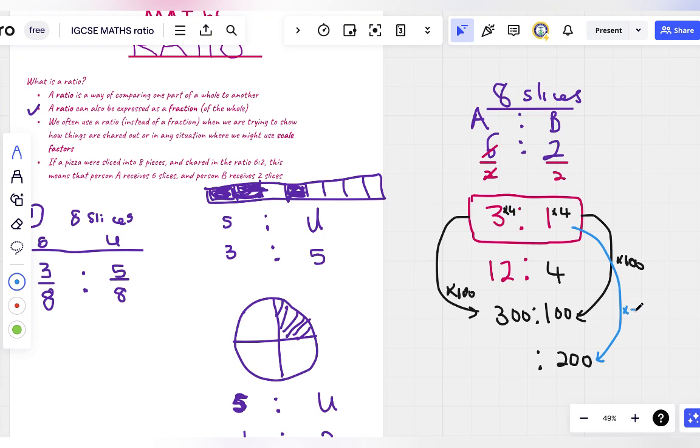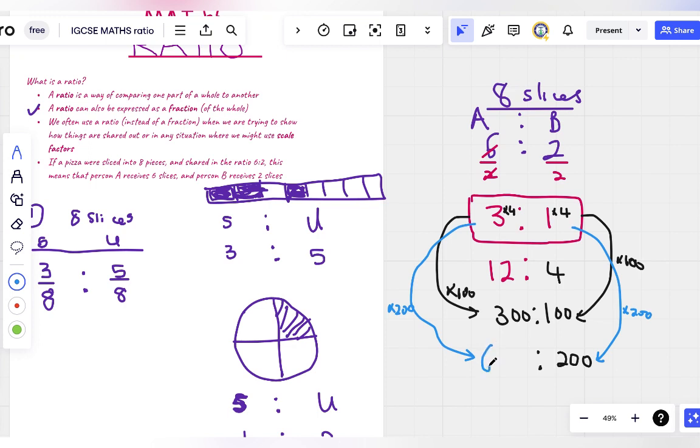So we multiply the simplest form of the ratio with 200. 1 times 200 is 200. That's why here is 200. Similarly, you do the same here. You come and multiply 3 with 200 and you get the number of slices person A will get. If you multiply here by 200, you will get 600, because 3 times 200 is 600.